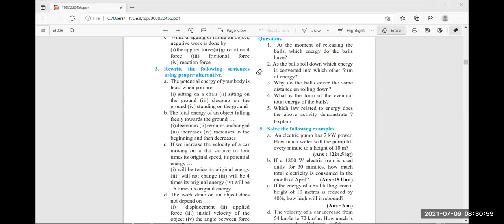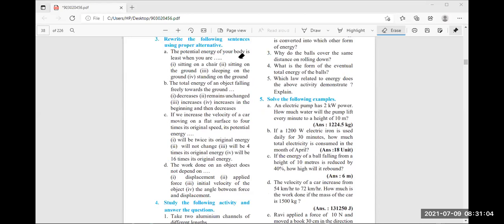Rewrite the following sentences using proper alternatives. The potential energy of your body is least when you are dash: sitting on a chair, sitting on the ground, sleeping on the ground, standing on the ground. What is the answer? Sleeping on the ground. Yes, because we are not doing any work. While we are sitting, at that time we are doing some movement. But sleeping on the ground, at that time our potential energy is zero.